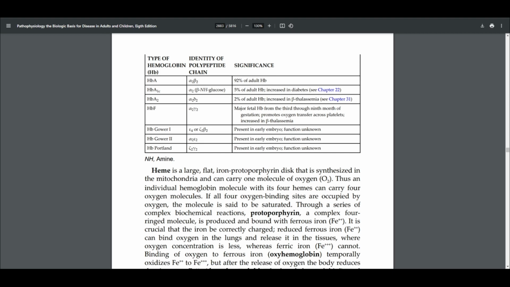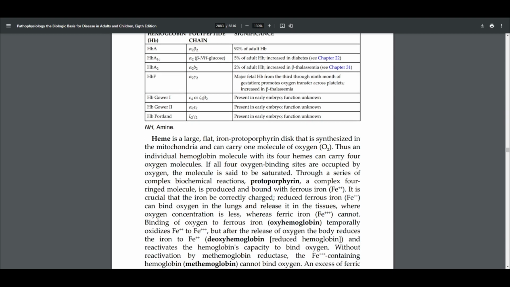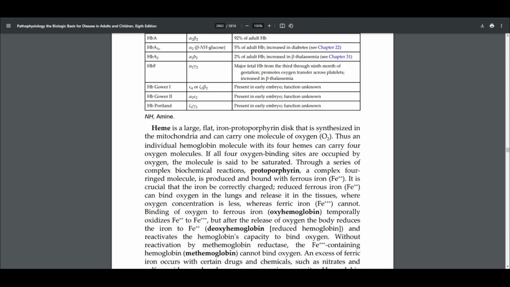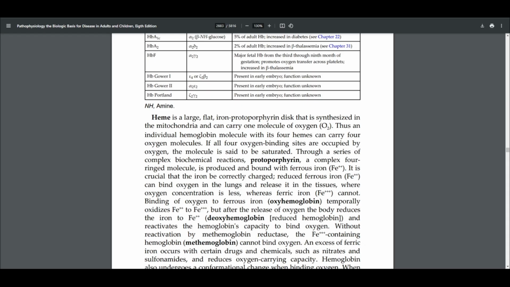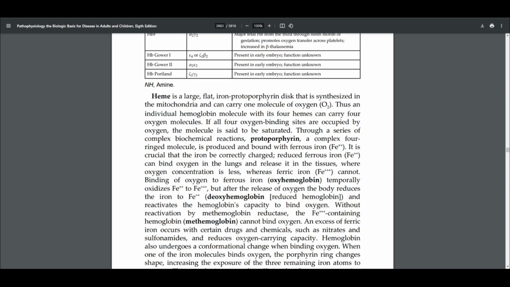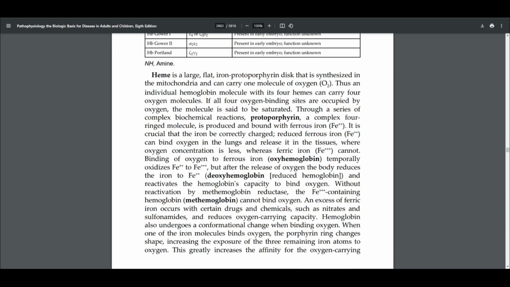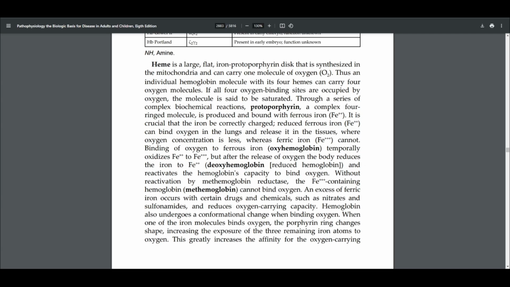Heme is a large, flat iron protoporphyrin disk that is synthesized in the mitochondria and carries one molecule of oxygen. Thus, an individual hemoglobin molecule with its 4 hemes can carry 4 oxygen molecules. If all 4 oxygen binding sites are occupied by oxygen, the molecule is said to be saturated.